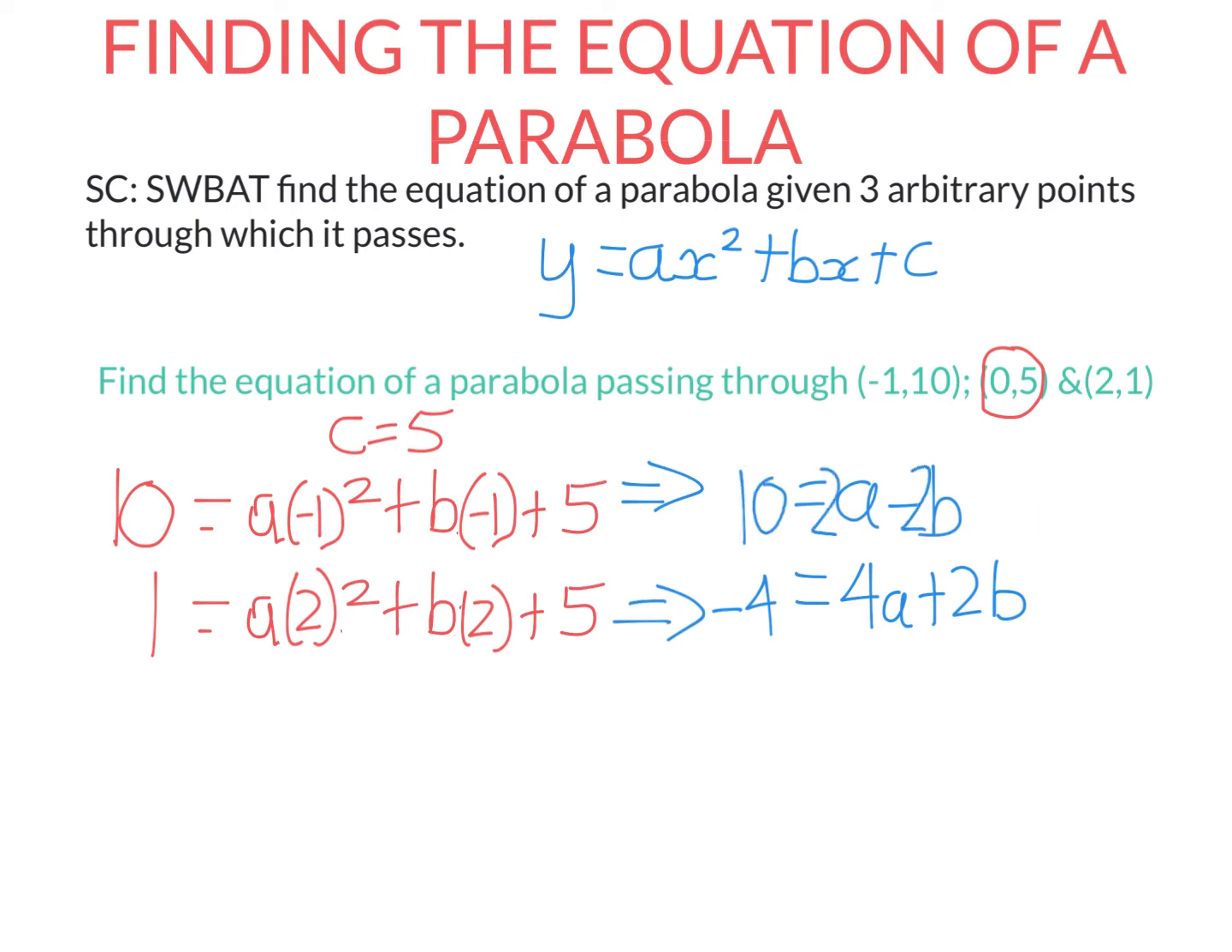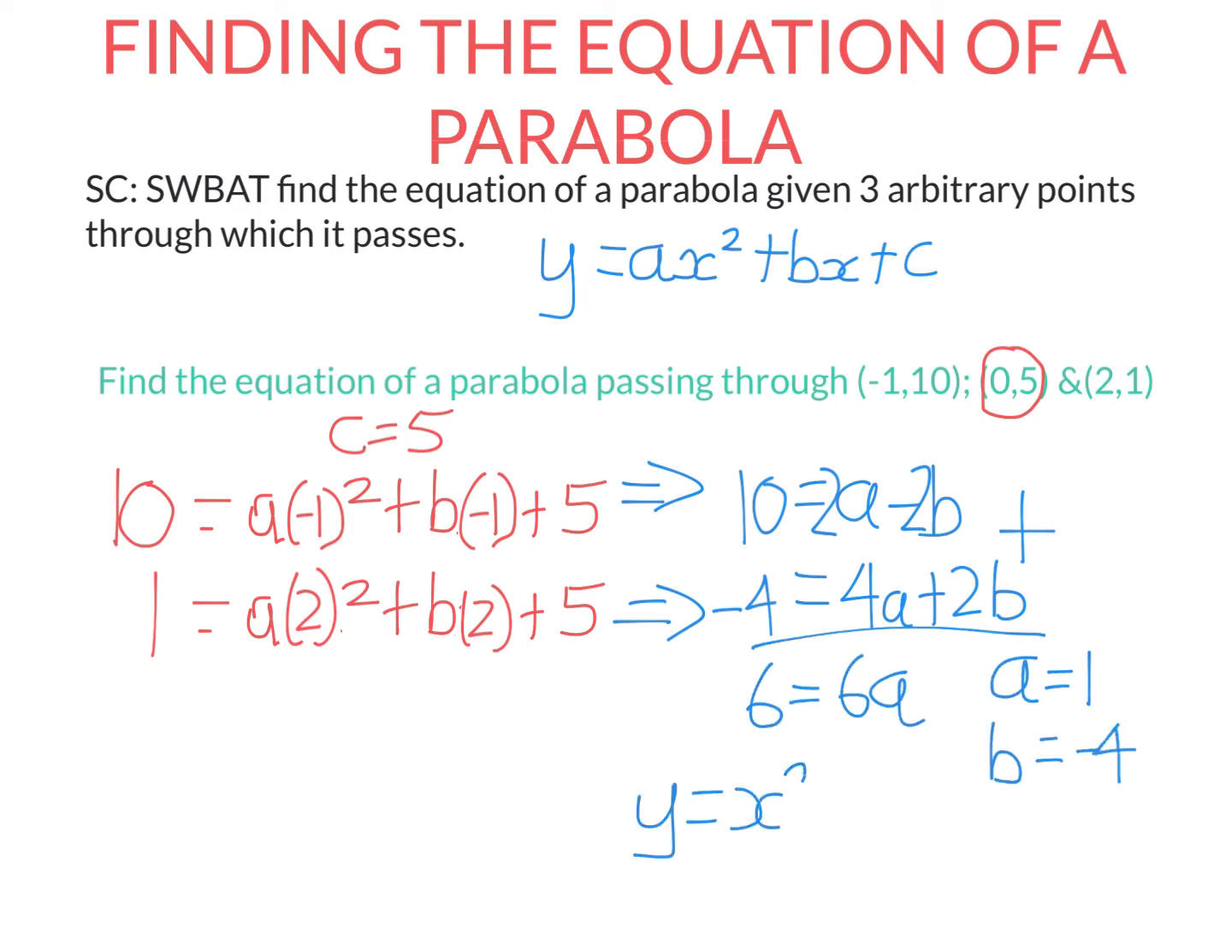So now I can simply add together the two equations. I get 6 equals 6a. Of course, the b's cancel out when you add these equations. That's why I did it. So I get a equals 1, and therefore I get b is equal to -4. So I'm not done. I need to write the equation. So it's y equals ax squared, 1x squared plus bx plus c, and then I'm done.